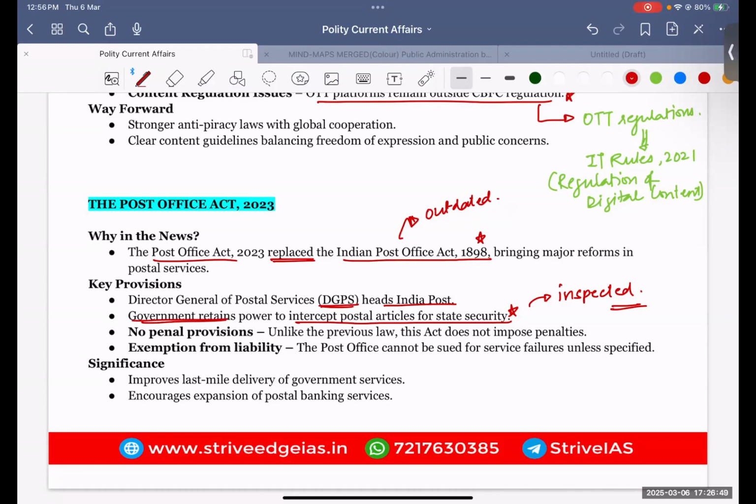Also, there is no penal provision as it was in the previous act. So unlike the previous law, this act does not impose any penalties on the post office. Also, the post offices now have exemption from liability. The post office cannot be sued for service failures unless specified.